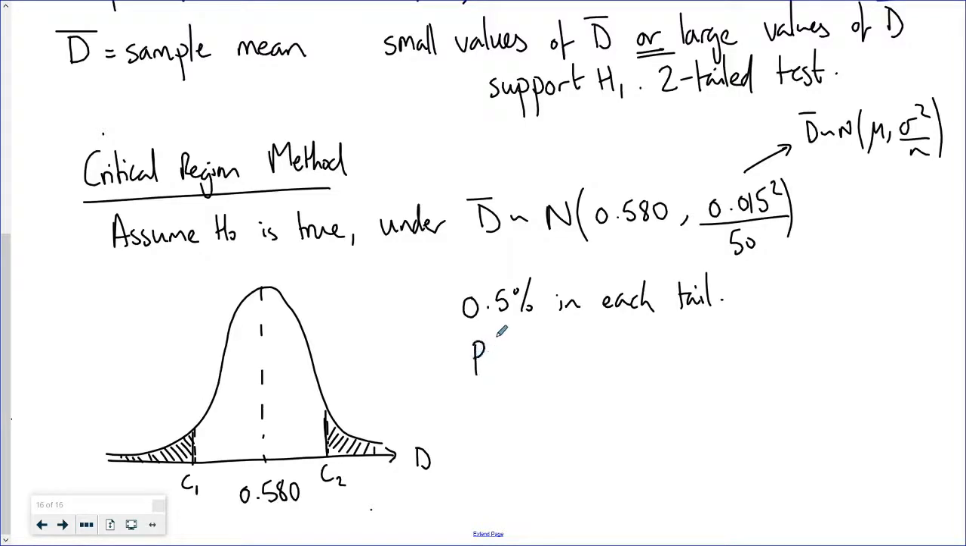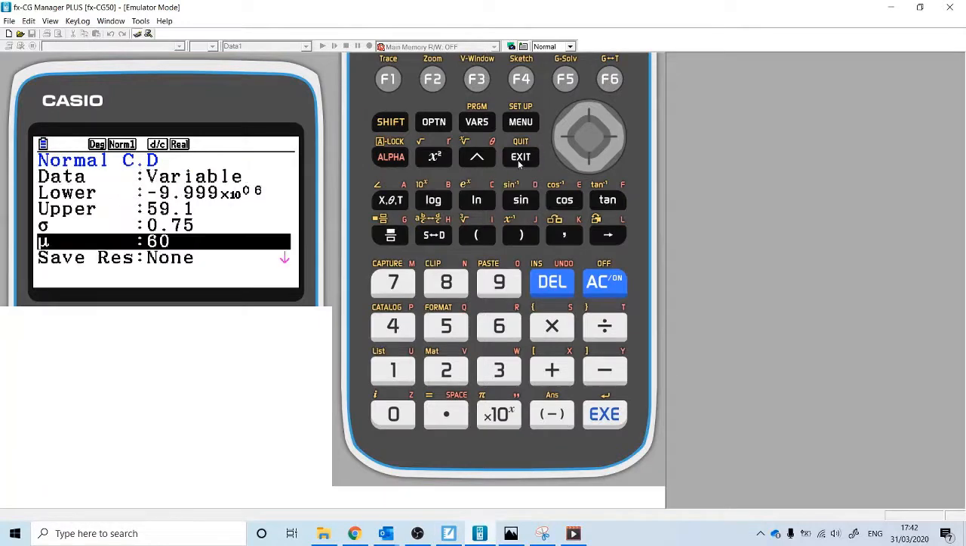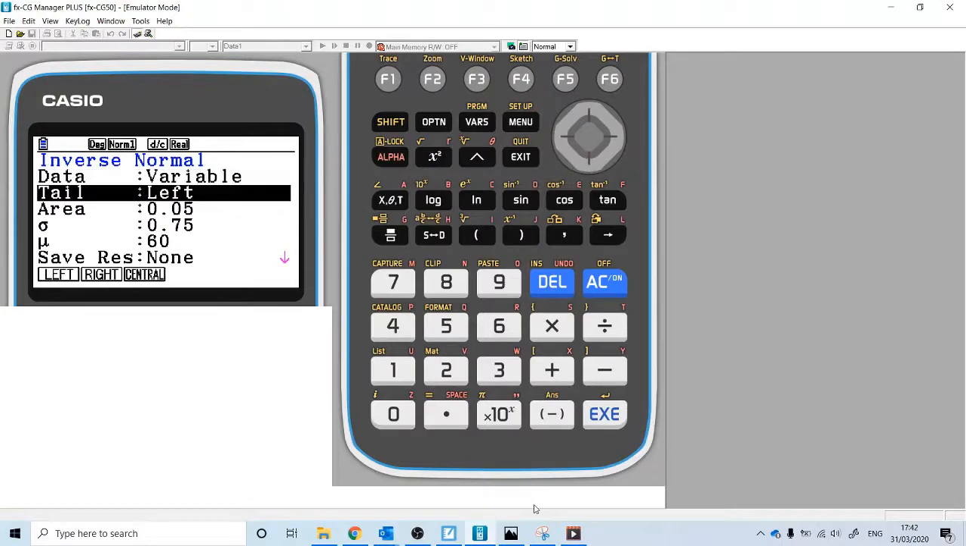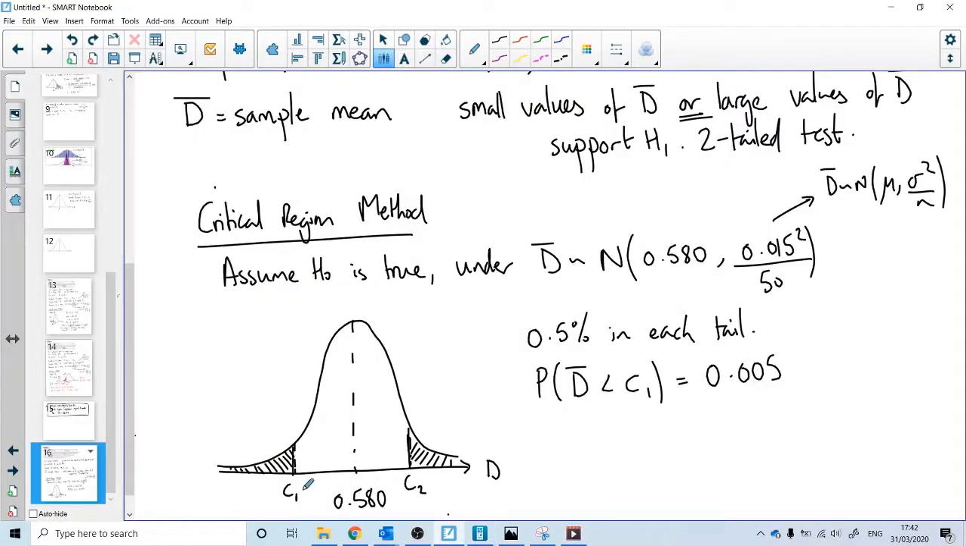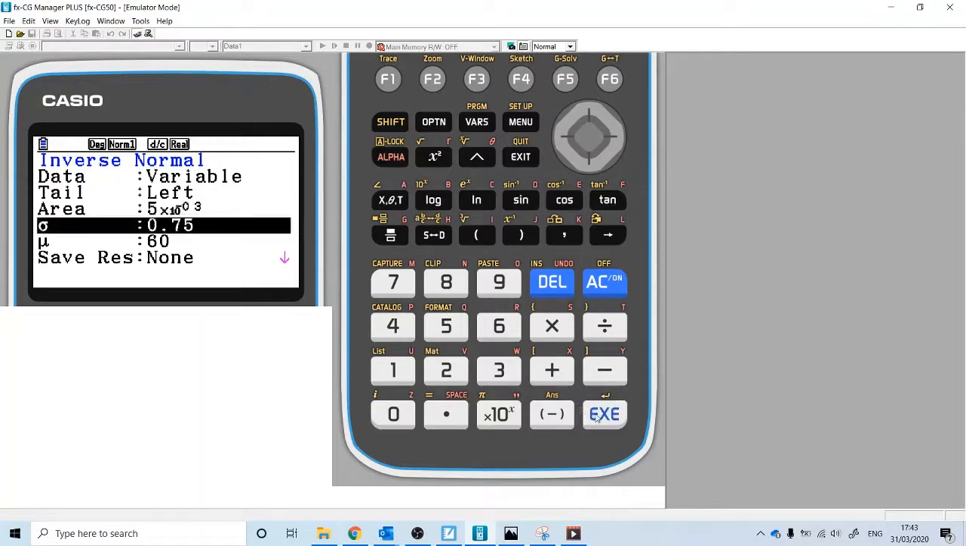So let's find C1. We know the probability of D bar being less than C1 has to be half a percent, so 0.005. So let's use our calculators to work out what that is. So we're going to go to inverse normal distribution, normal, inverse normal, and for the left critical region C1, we know the probability to the left of us, and we know that probability is 0.005. So we're going to go tail is left, because that's the left of us, 0.005.